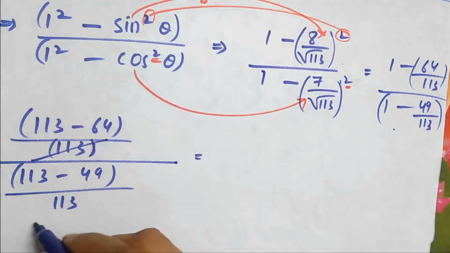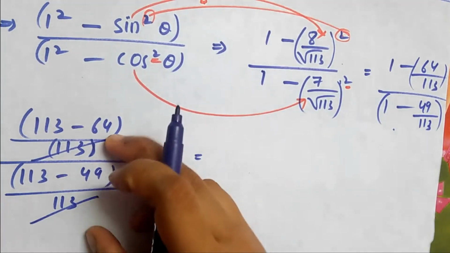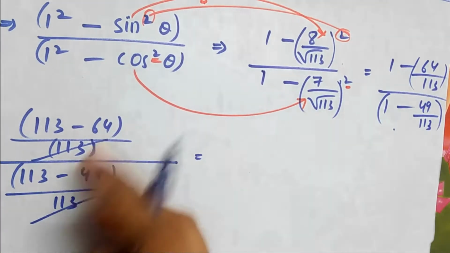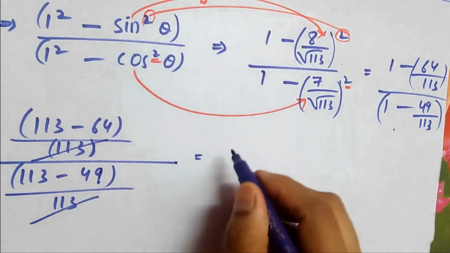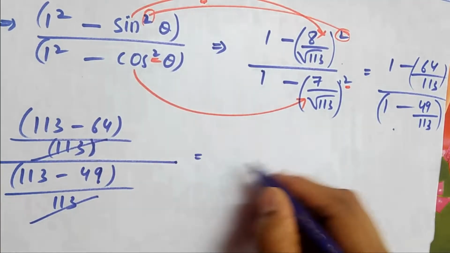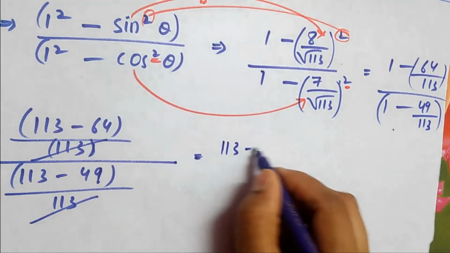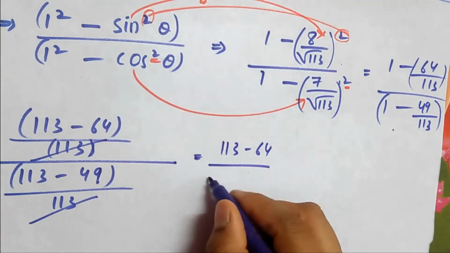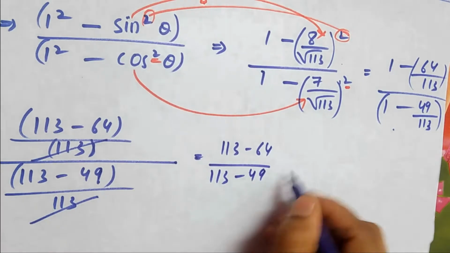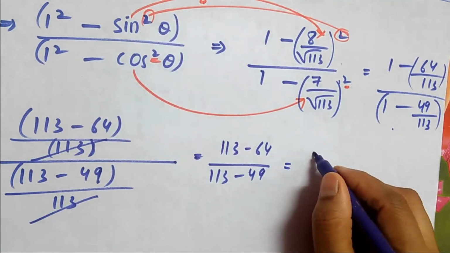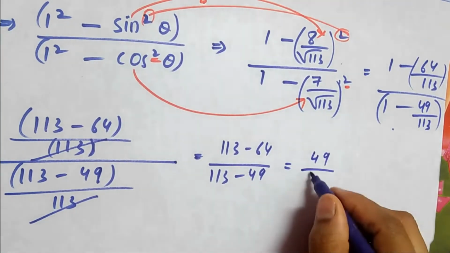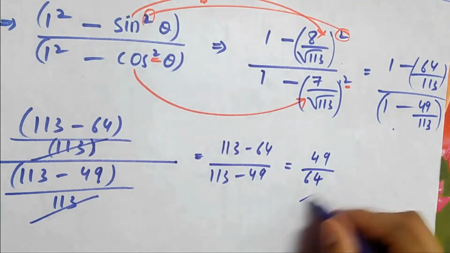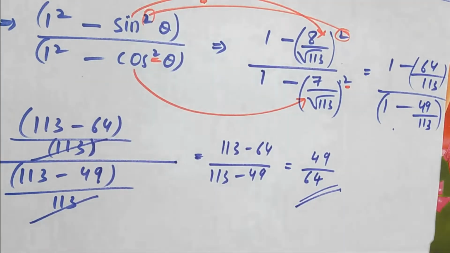This 113 and 113 gets cancelled, because they are in the denominators and they are the same values, and the final answer will be 113 minus 64 divided by 113 minus 49, which is nothing but 49 divided by 64. Okay, we got the answer.